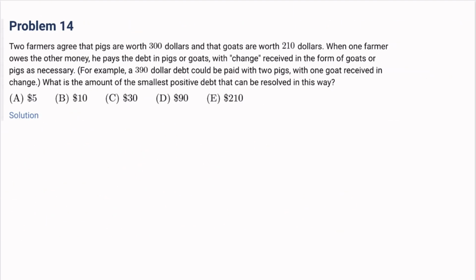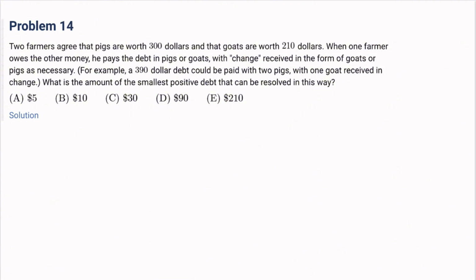Number 14, 2 farmers agree that pigs are worth $300 and that goats are worth $210. When one farmer owes the other money, he pays the debt in pigs or goats with change received in the form of goats or pigs as necessary. For example, a $390 debt could be paid with 2 pigs with 1 goat received in change. What is the amount of the smallest positive debts that can be resolved in this way?